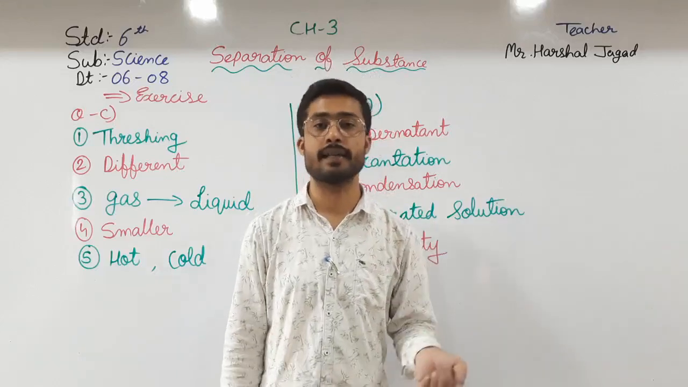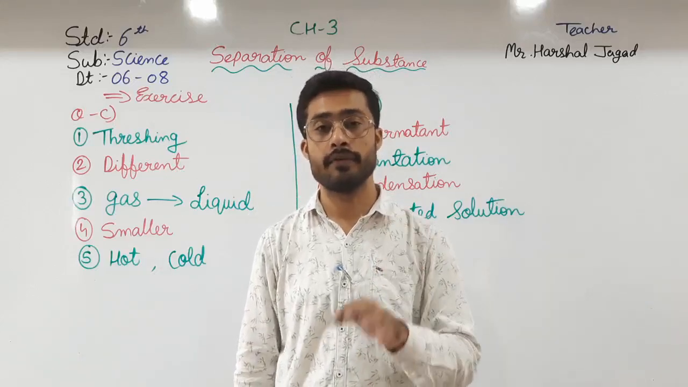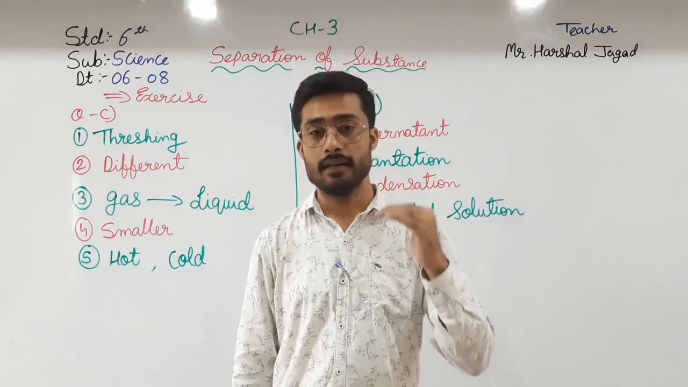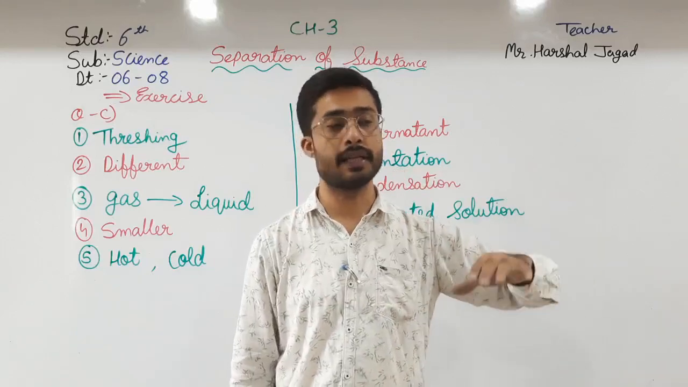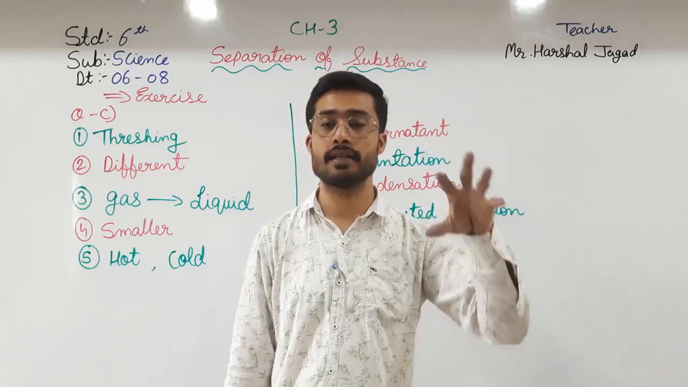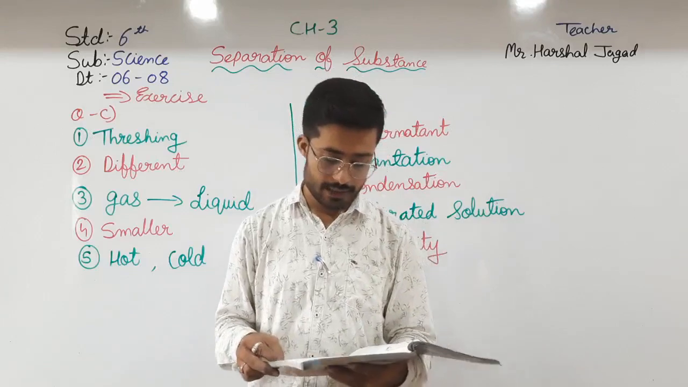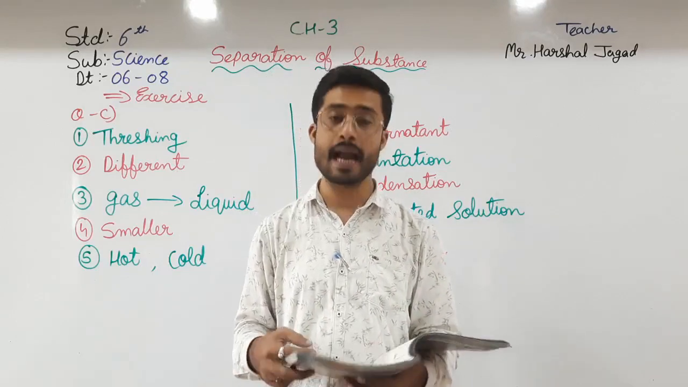So how is it separated? By the winnowing process, which is done with the help of wind. The impurities which are lighter than the grain will just go with the wind and fall at some distance, and the grains will fall down.